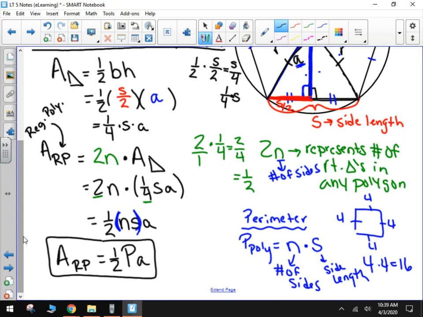You just have to take half times the perimeter of the polygon times its apothem. I know that was a lot of work. You'll never have to do it again, but hopefully that helped you understand where that formula comes from. If that was really confusing to you, as long as you can use the formula that we got, you should be good to go. If you want to understand this, feel free to ask me on the Google Meet and we can go through it again.